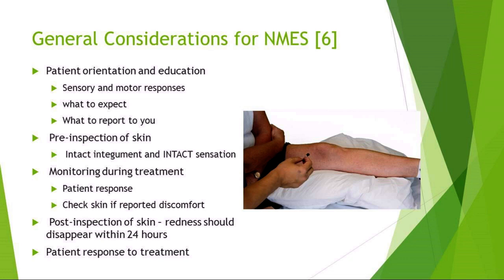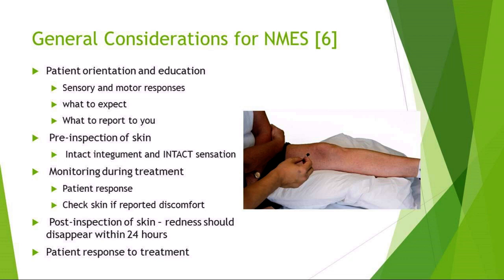You want to tell them what to report to you. So what they feel and whether they're feeling the muscle twitching and that sort of thing. A lot of times people will say, oh, well, this one electrode is really stinging. You might need to move it to another location. You want to pre-inspect the skin and make sure you have intact skin and intact sensation. Really, really important for neuromuscular electrical stim.